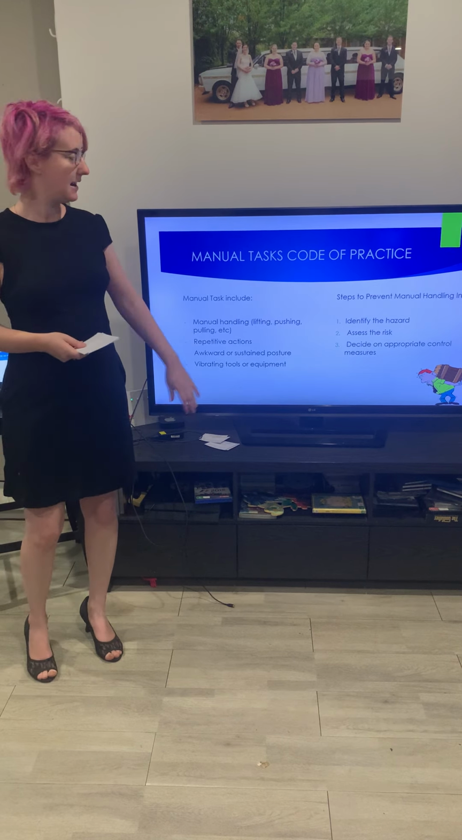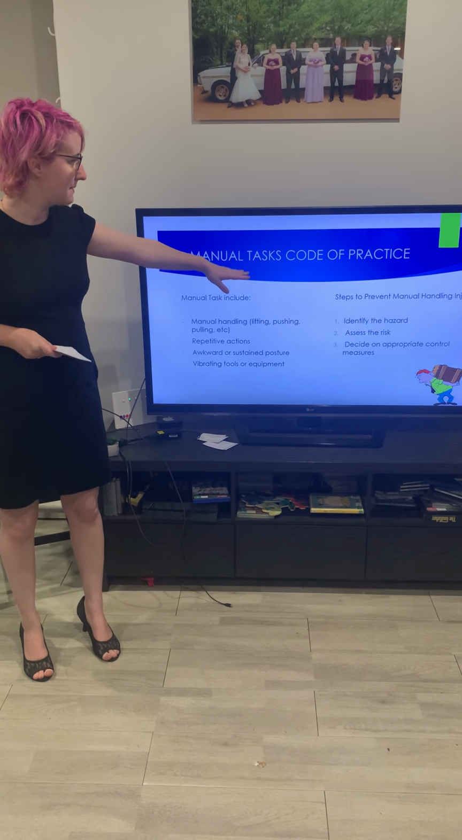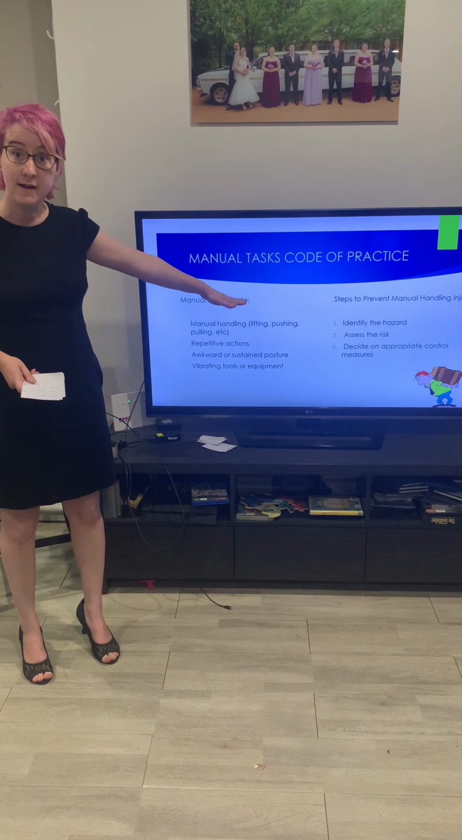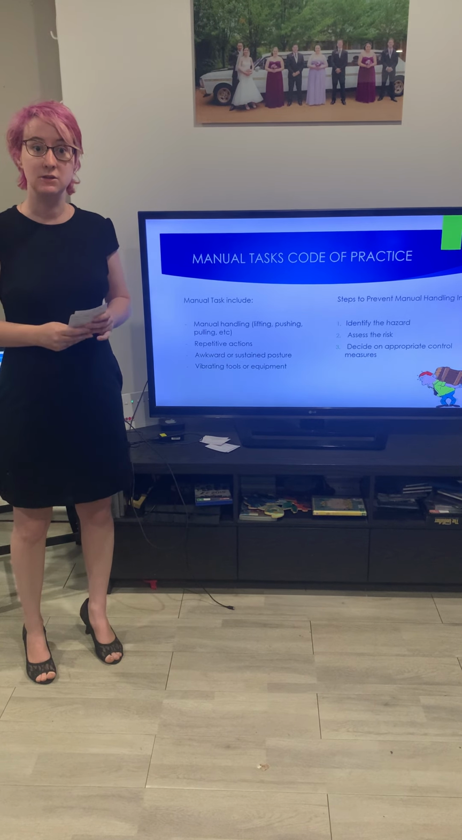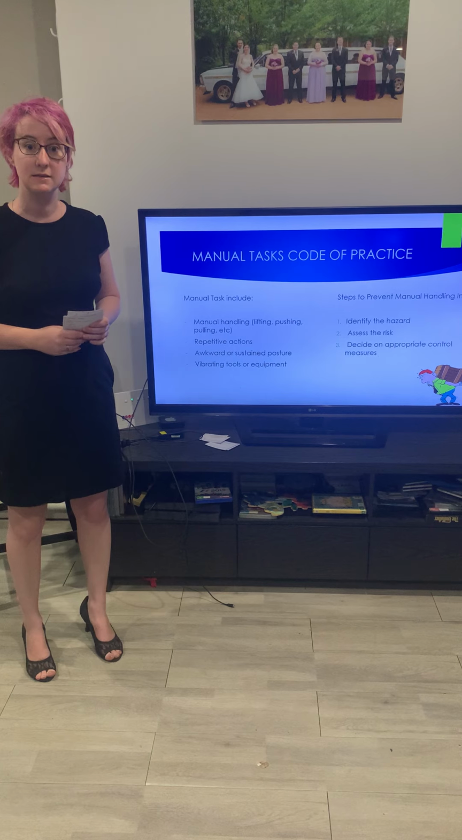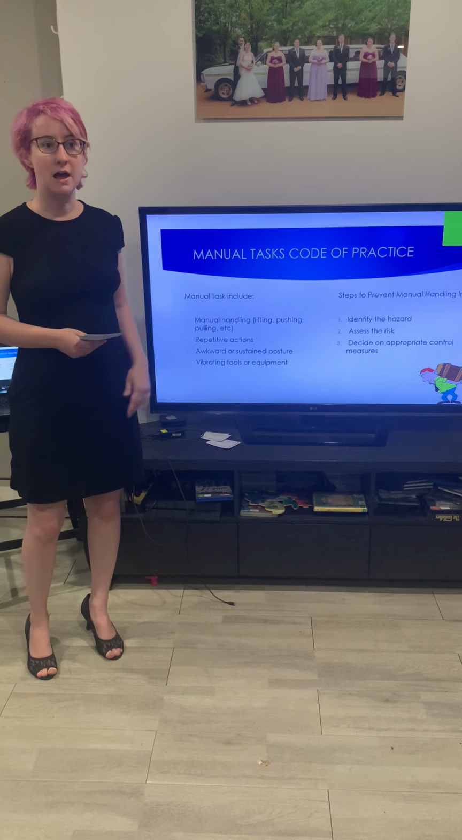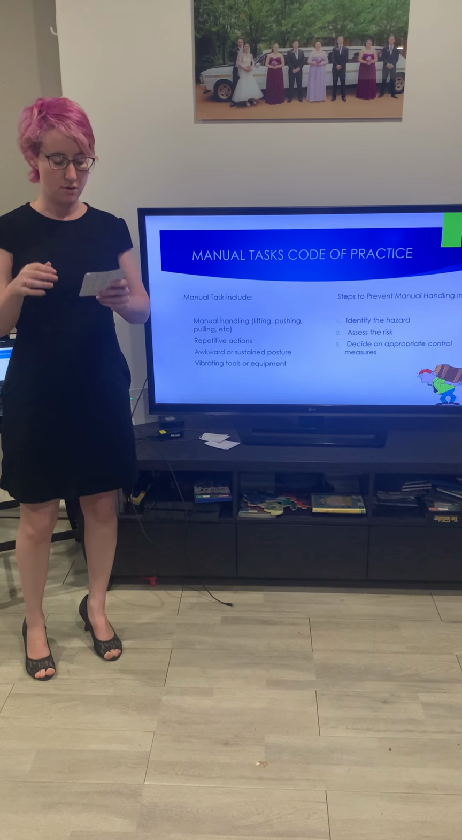Okay, as you can see here, we have how to prevent manual handling injuries: identify the hazard, assess the risk. We do have the risk assessment page on the company intranet, and then decide on appropriate control measures, which we'll go over later.